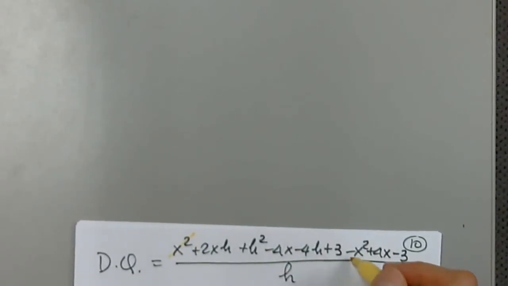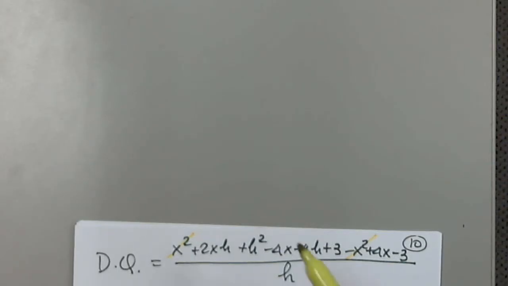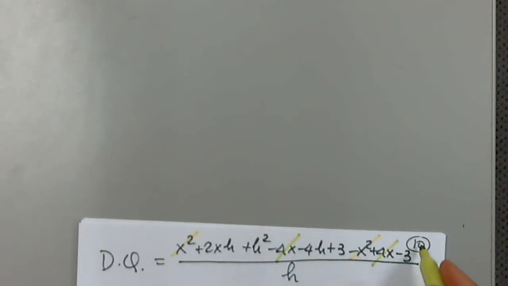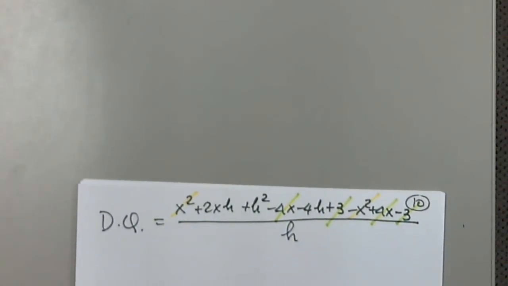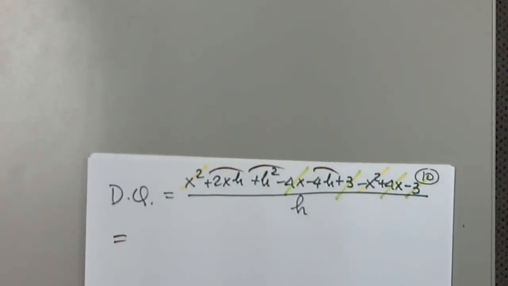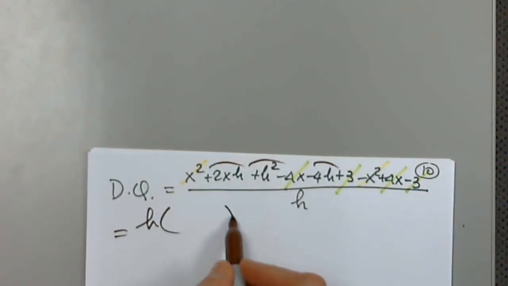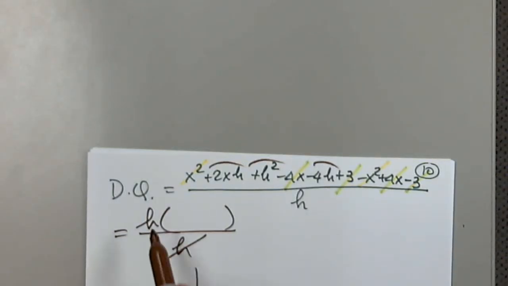So let's take a look. The positive x squared with a negative x squared. The positive 4x with a negative 4x. The negative 3 with a positive 3. How many terms are still left at the top? 1, 2, 3. Very good. What do they have in common? h. Very good. I have to pull it out, and that's how the h will go away. How many terms will you give in parentheses?